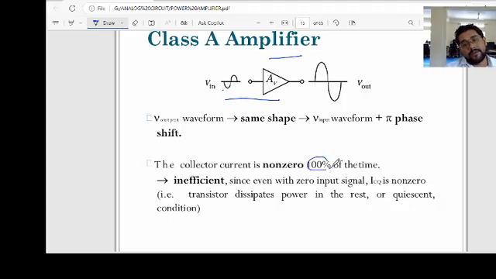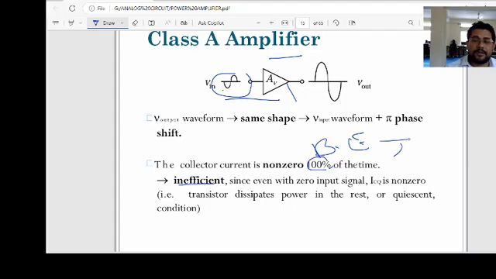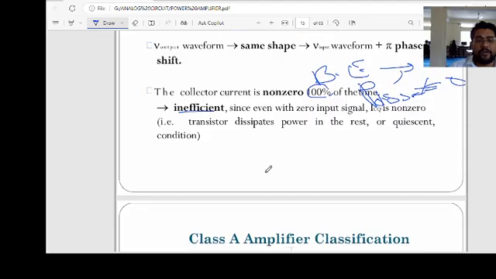The collector current is non-zero 100% of the time, which makes it inefficient, because even when the input is zero it produces collector current, since the transistor has a base-emitter voltage and is on. Because of this the power is non-zero, so the transistor dissipation power is always non-zero. That is the quiescent point condition.